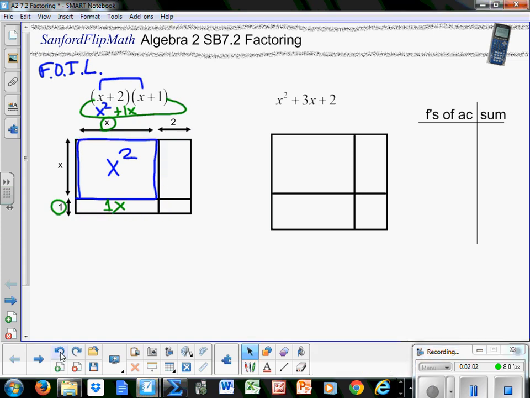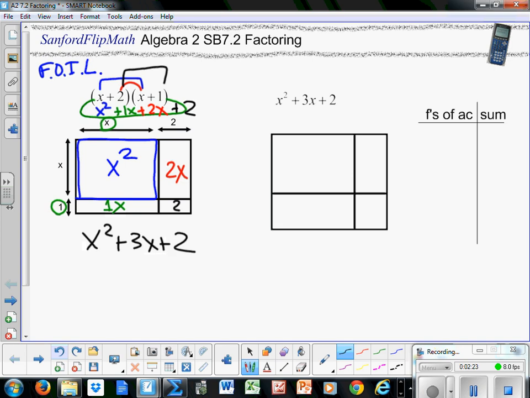And then continuing on, inner would be 2 times x. And that corresponds to this box. And then last times last would be the 2 times 1, and that corresponds to this box. And if we combine all of that, that'd be x squared plus 3x plus 2.